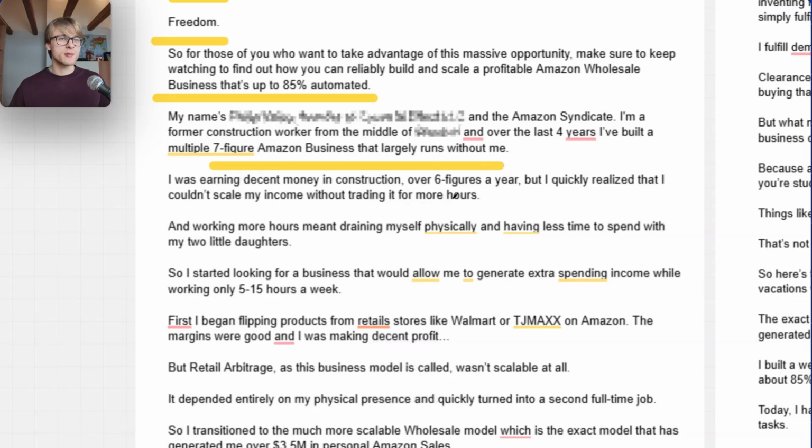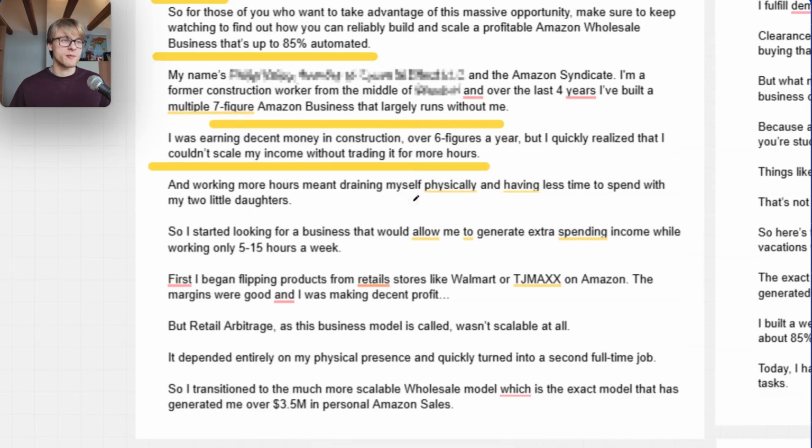I was earning decent money, but I quickly realized that I couldn't scale my income without trading more hours for it. Pain point, which a lot of leads have who are probably still working a 9 to 5 right now, or who have a lot of struggle with their very own Amazon business. And working more hours meant draining myself physically and having less time to spend with my daughters.